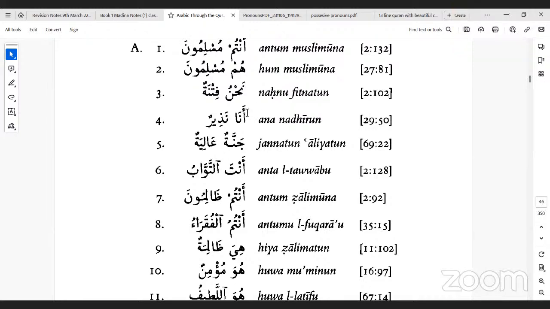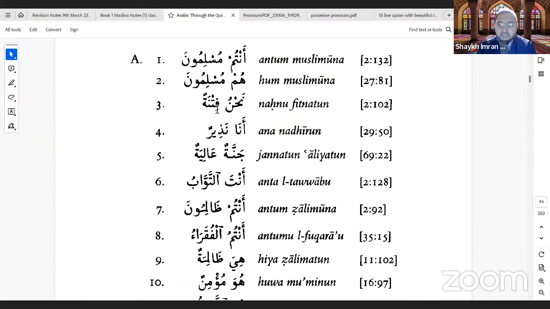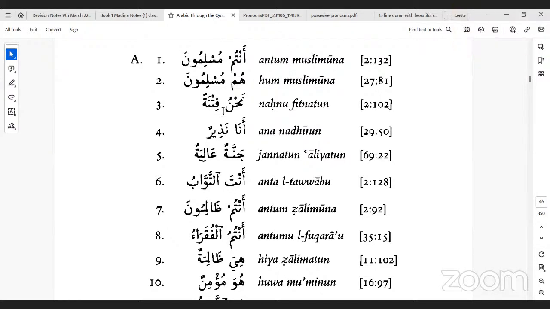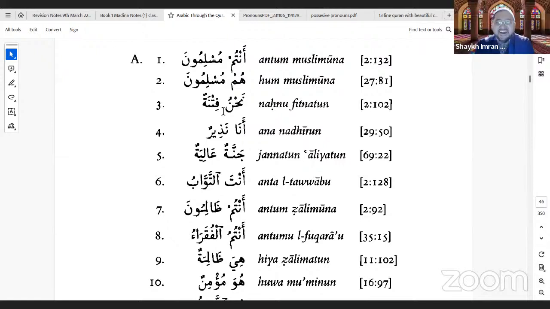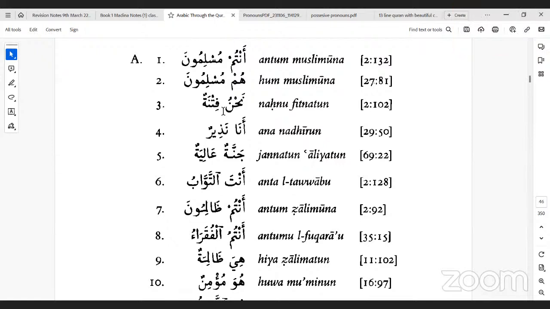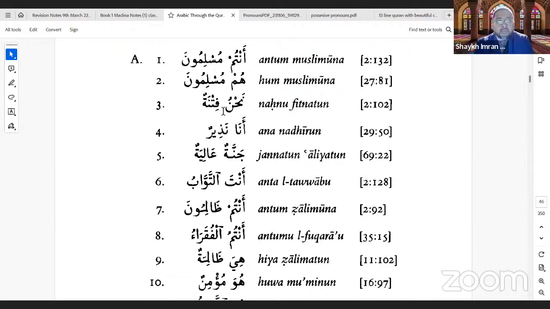Sister Ma'suma. Bismillah. Nahnu fitnatun. Now, the word fitnatun, what does fitna mean? We are in trial. Exactly. The word fitna has two meanings in the Arabic language. Fitnatun means a trial or a tribulation, and that's the meaning here. So nahnu fitnatun: we are a trial, or we will be tested.